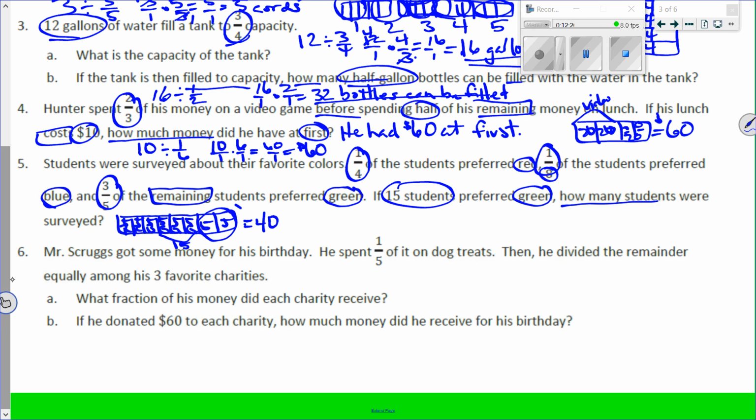Now I heard several of you say, but Mr. Moore, those last 2 are blank. That's basically a conglomeration of all the other students. We had white, black, orange, yellow, basically every color that was not red, blue, or green. Okay? So don't think that just because they're blank they didn't count. They do. They were surveyed. We just weren't told which colors they were. So 40 students were surveyed.